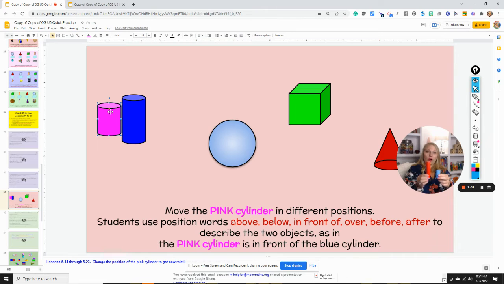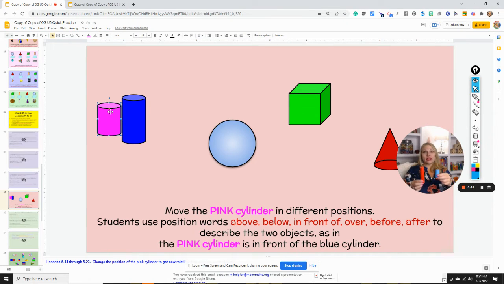Okay, is it before? Is it after? Is it above? Is it below? Is it in front of? Right? Students can have their own shapes. Okay, so this would be a quick practice where students are holding both of the shapes, and as the student leader gives directions, the students do that.